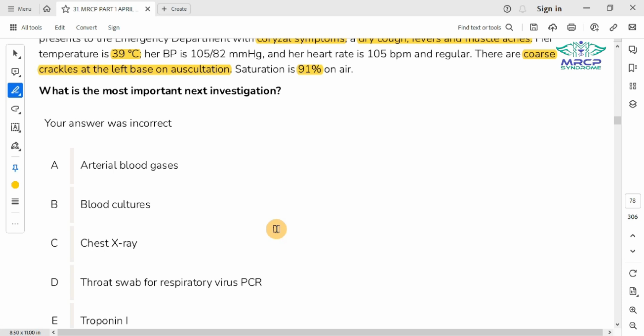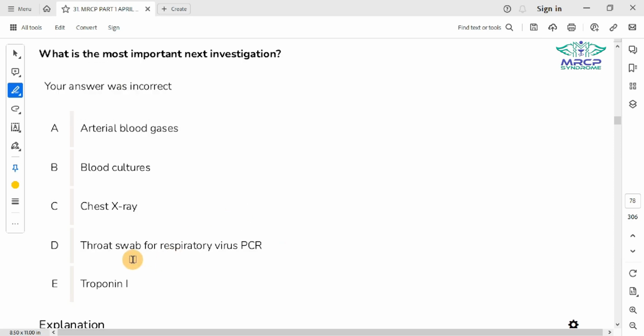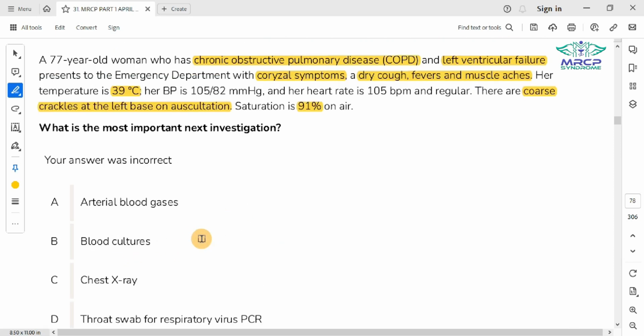But the initial PCR also takes a few days to come back. Yes, the PCR also takes time. Are you asking regarding the blood culture? Yeah, I'm just asking why we are not doing blood culture.